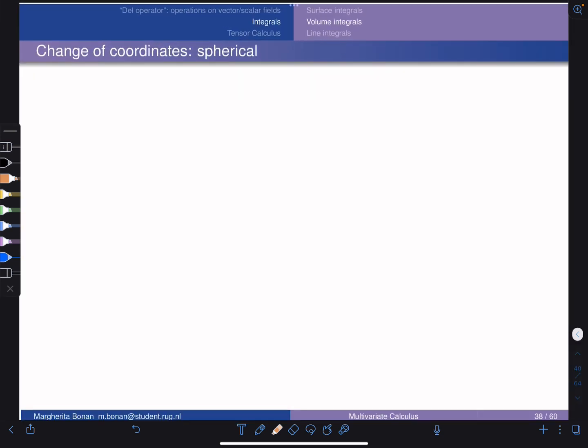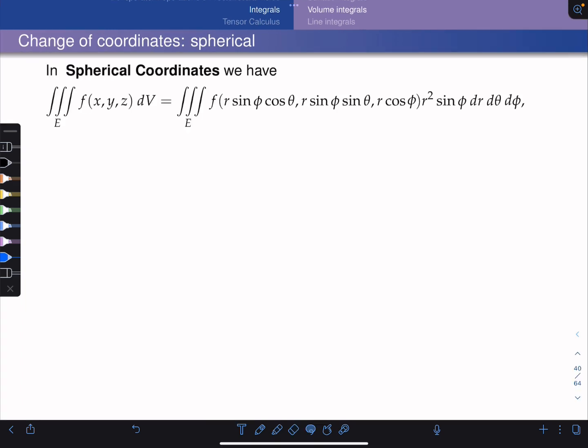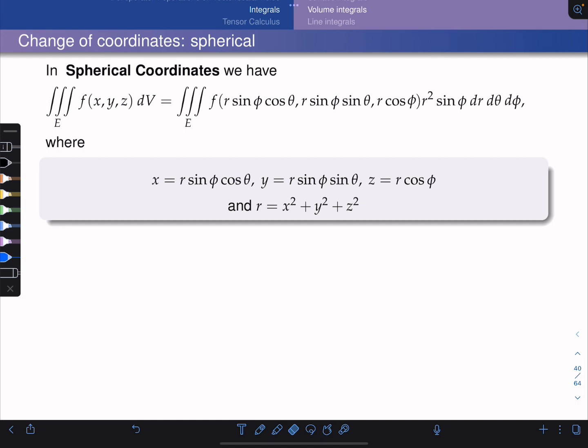Similarly, we can also convert to spherical coordinates. In spherical coordinates, the integral of the function translates having x become r sine phi cosine theta, y translates into r sine phi sine theta, and z translates into r cosine phi. Then the dV becomes r squared sine phi dr d theta d phi. We have to remember that here we have to add r squared sine phi.